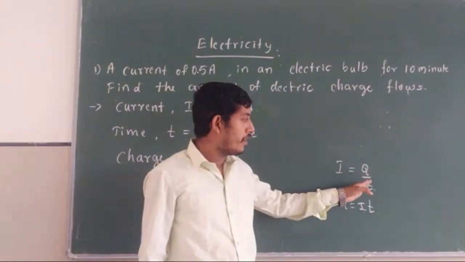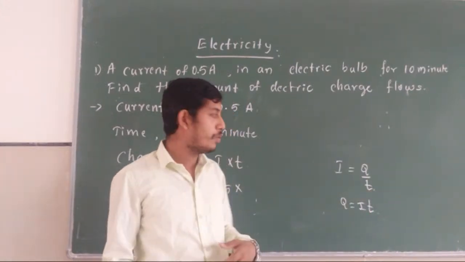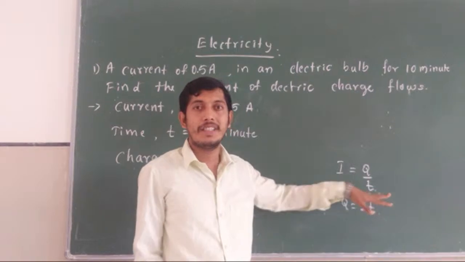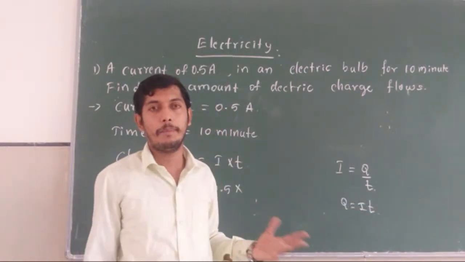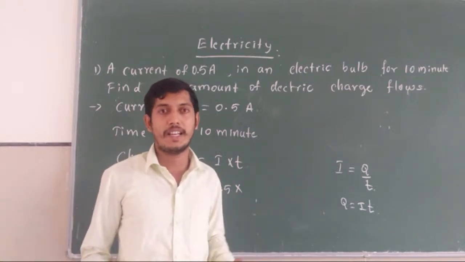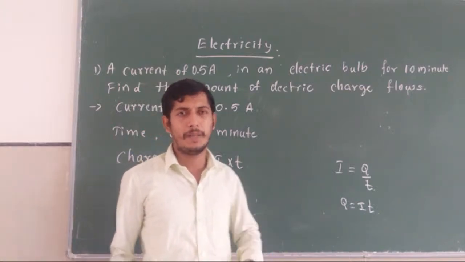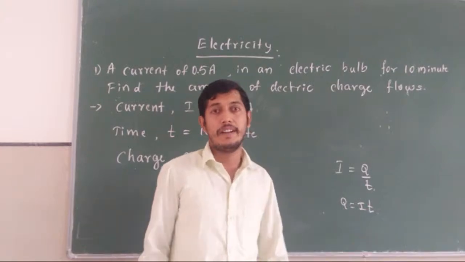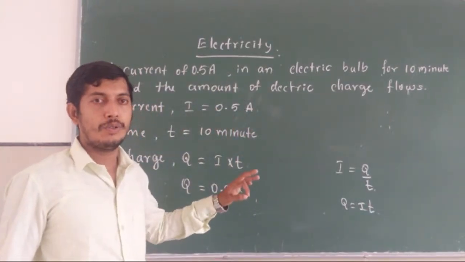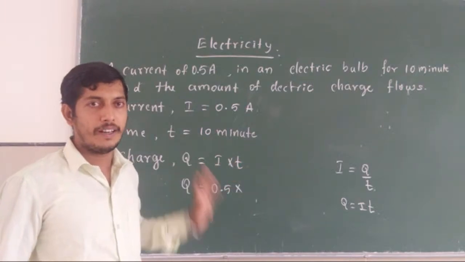But if here we choose time in minutes, then what happens? Coulomb per minute, which is not equal to ampere. So first we have to convert all the data into SI units. After that, we do the multiplication, write the standard form of the formula, and write the SI unit for the final answer.